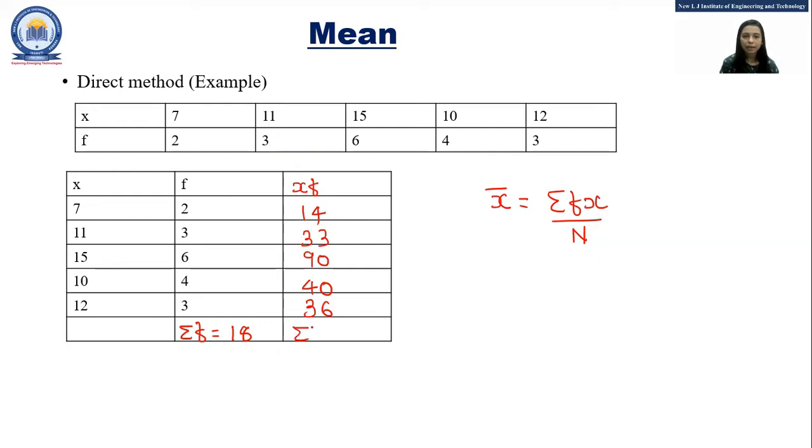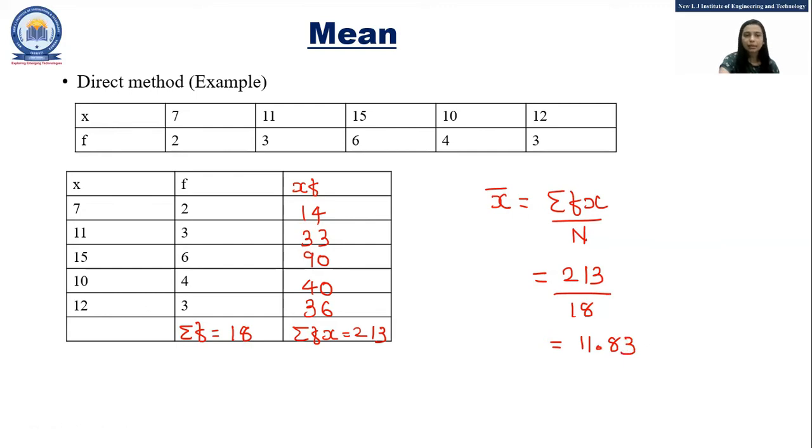So sigma fx, or sigma x into f, is equal to 213. So now we just have to put the value over here. So 213 divided by 80. So the mean is equal to 11.83. So this is the direct method.